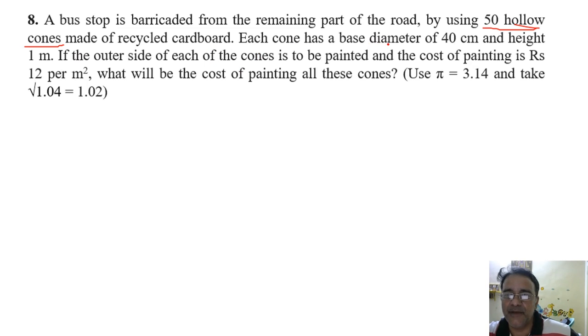Each cone has a base diameter 40 centimeter and height 1 meter. If the outer side of each of the cones is to be painted and the cost of painting is rupees 12 per meter square, what will be the cost of painting all these cones? Use pi is equals to 3.14 and take root over 1.04 is equals to 1.02. All the values are already given.